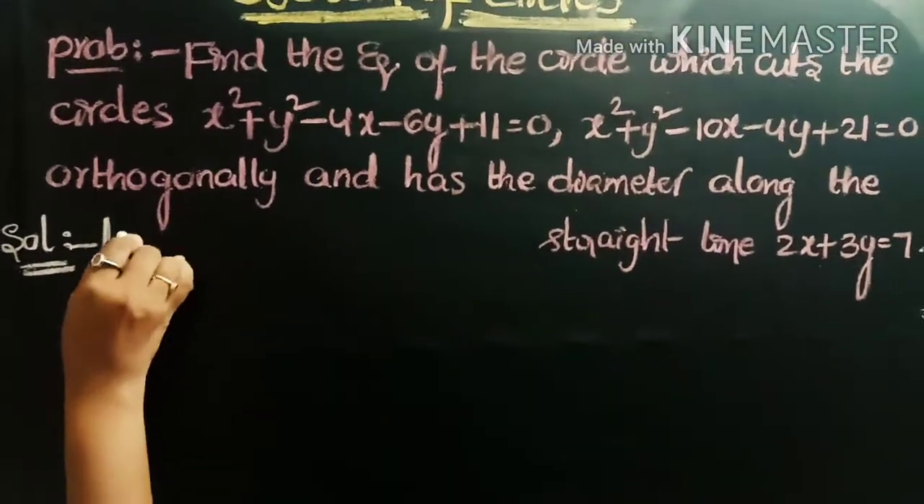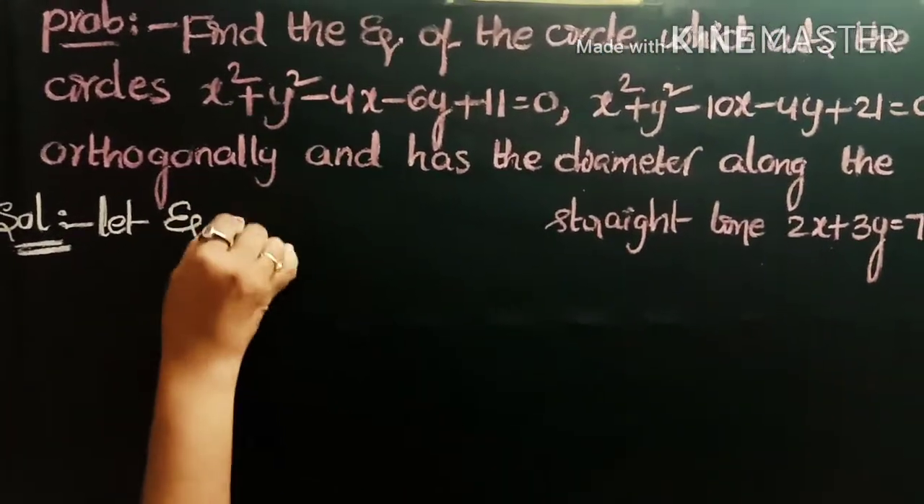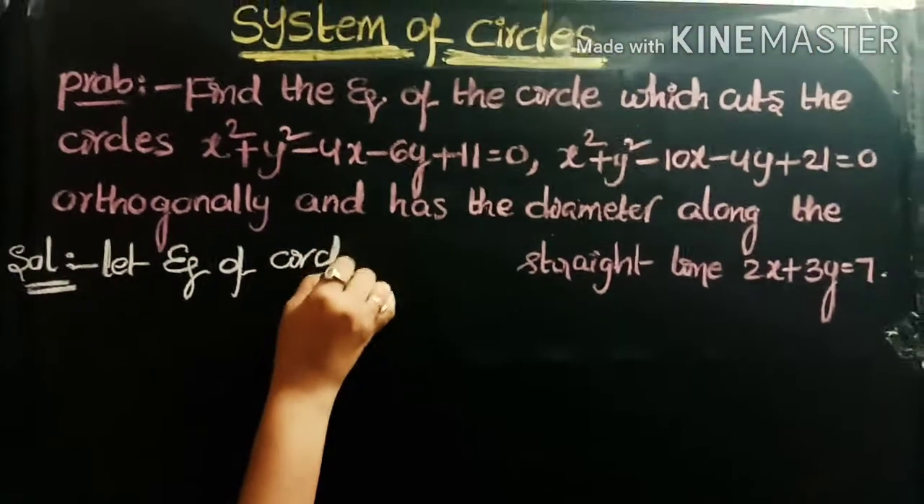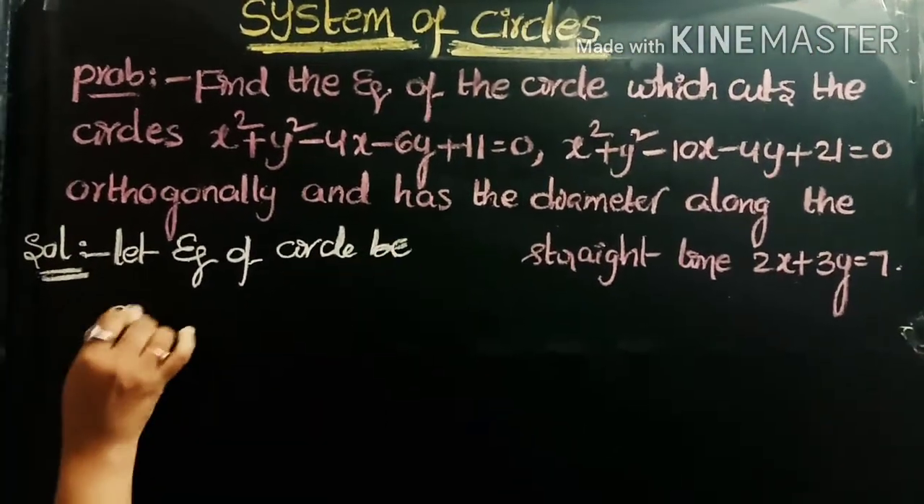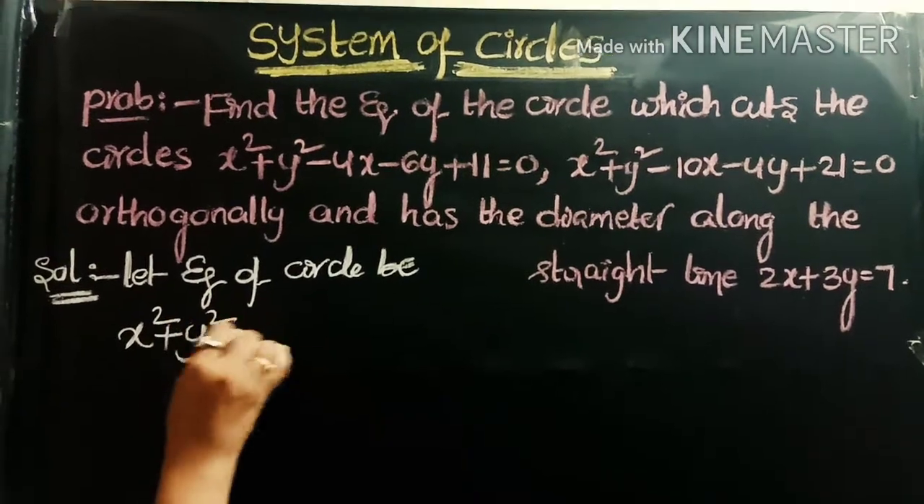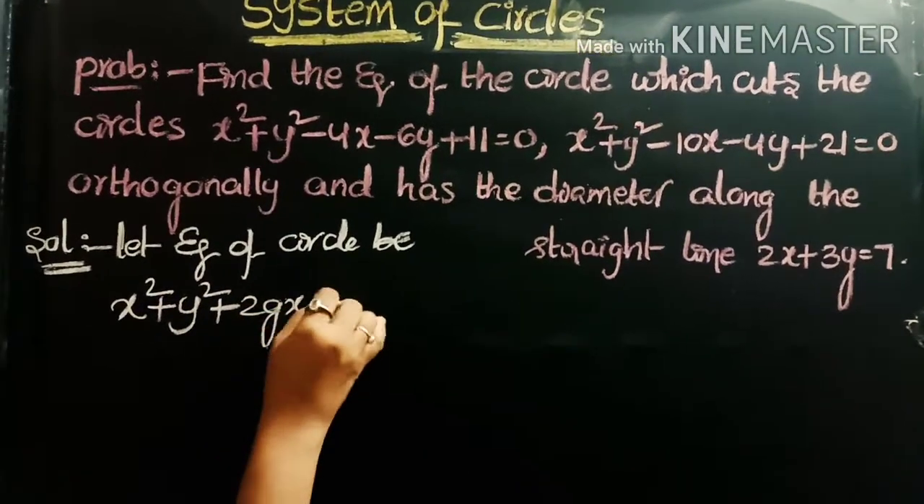First we are taking the equation of the circle. That equation of circle will be x square plus y square plus 2gx plus 2fy plus c is equal to 0. So equation 1.